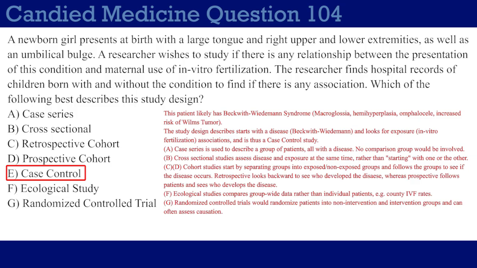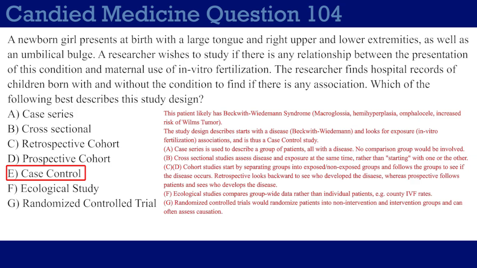Choice F, ecological study. Ecological studies are used to compare group-wide data, so this is more for a public health thing, when we're comparing counties against each other, or comparing countries, or even comparing entire populations. So you're looking at disease rates throughout different populations and then comparing them. That would be an ecological study. Mainly, if you're comparing one population against another instead of looking at individuals, that's an ecological study. So obviously in this question we're looking at individuals.